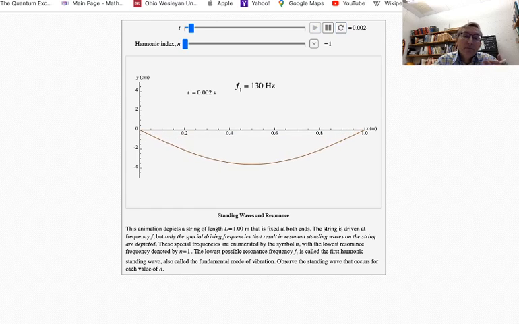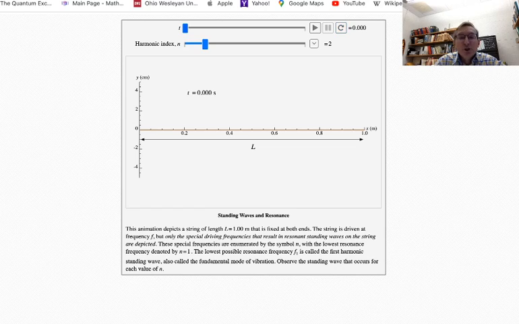Down and up, with an antinode at the midpoint. Okay? An antinode at the midpoint. And it's just going up and down at a frequency of 130 Hertz. I just changed the time scale so that you can see it. All right, now with the harmonic index n, I can go up 1 to n equals 2. And now we're going to drive at the frequency for the second harmonic.